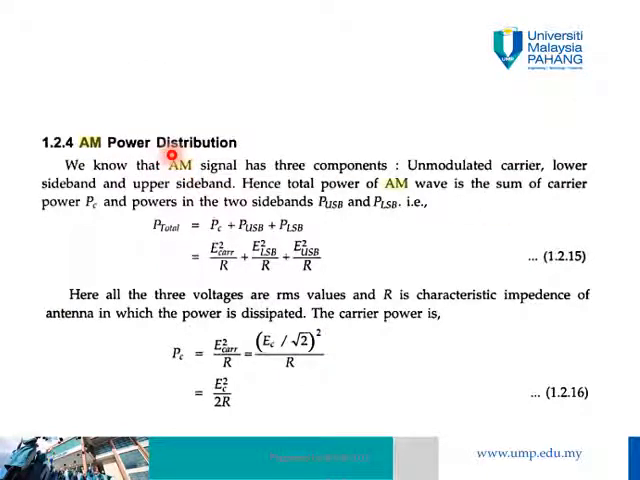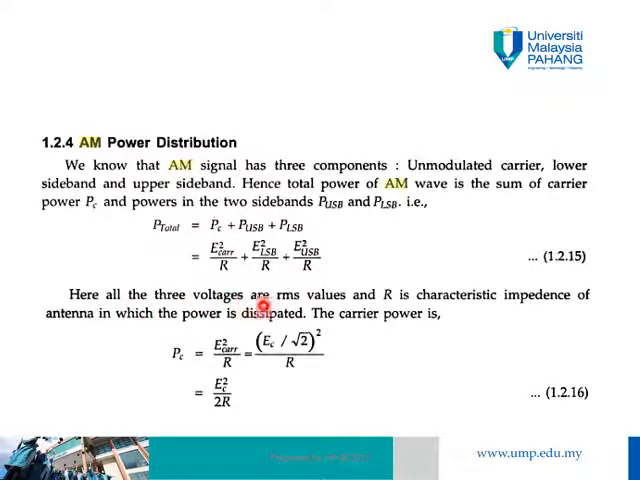AM power distribution. We know that the AM modulated envelope signal has 3 components: the AM modulated carrier, lower sideband and upper sideband. Therefore, the total power of AM is the sum of the carrier power and the power in the 2 sidebands. So the total power of the envelope is the sum of carrier power, upper sideband power and lower sideband power. So this is the equation.